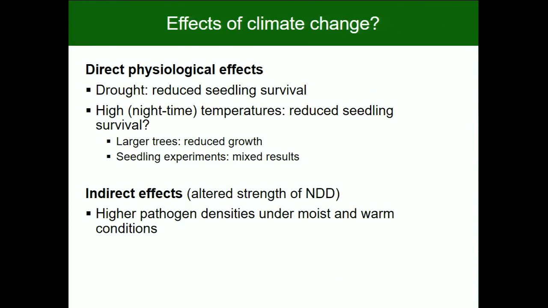But the effects of climatic variation could also indirectly influence seedling survival. What might happen is that pathogen densities, for example, respond to climatic variation. That is quite likely, because in wet or moist conditions, pathogen densities may increase. The same might be expected for higher temperatures, with higher pathogen activity and abundance. Thus, to understand possible effects of climate change on tropical tree seedling survival, we should look at both direct and indirect effects.